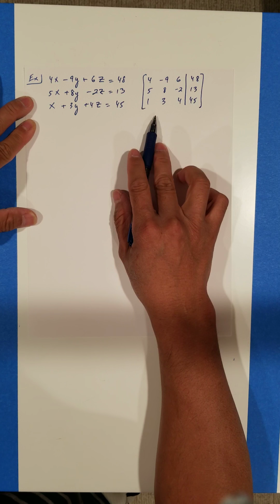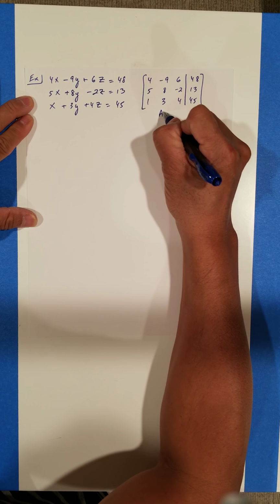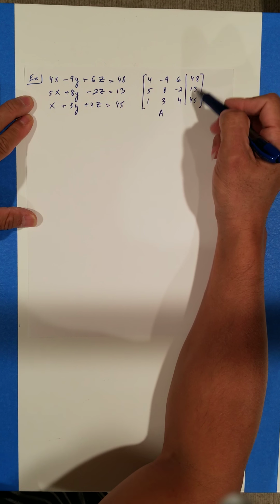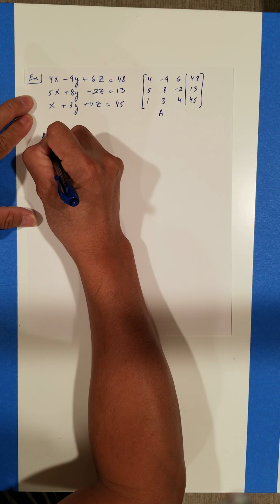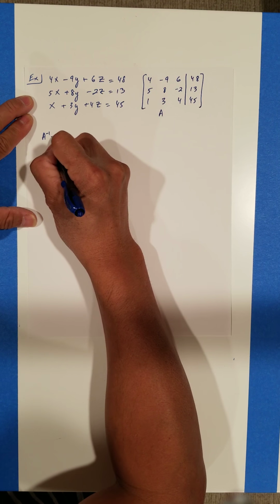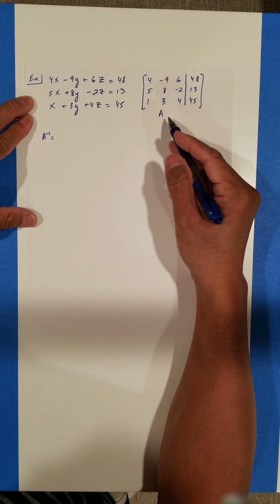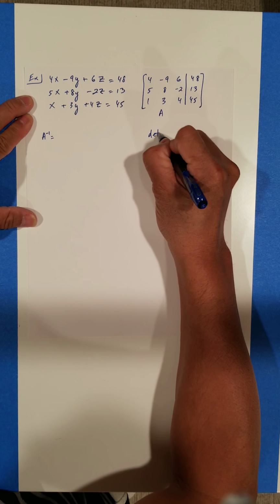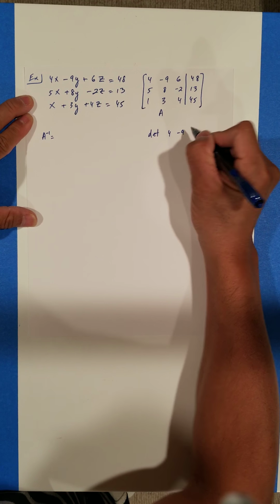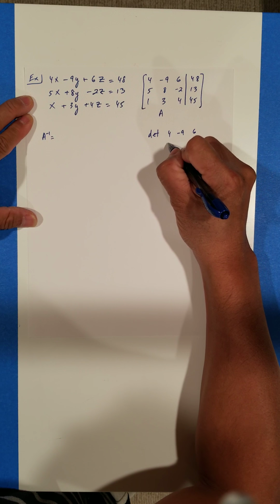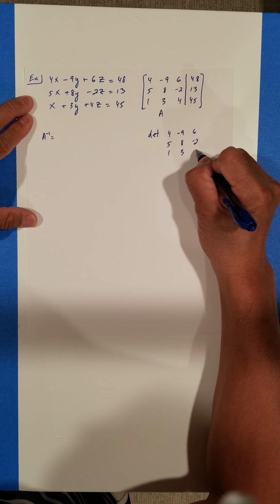So first, I'm going to take this, for example, here's A, okay? So ignore this for a second. Don't worry about this, okay? I'm going to try to find the inverse of this matrix right here. So the inverse, okay? In order to find the inverse, first you have to find the determinant of A. So the determinant is 4, -9, 6, 5, 8, -2, 1, 3, 4.